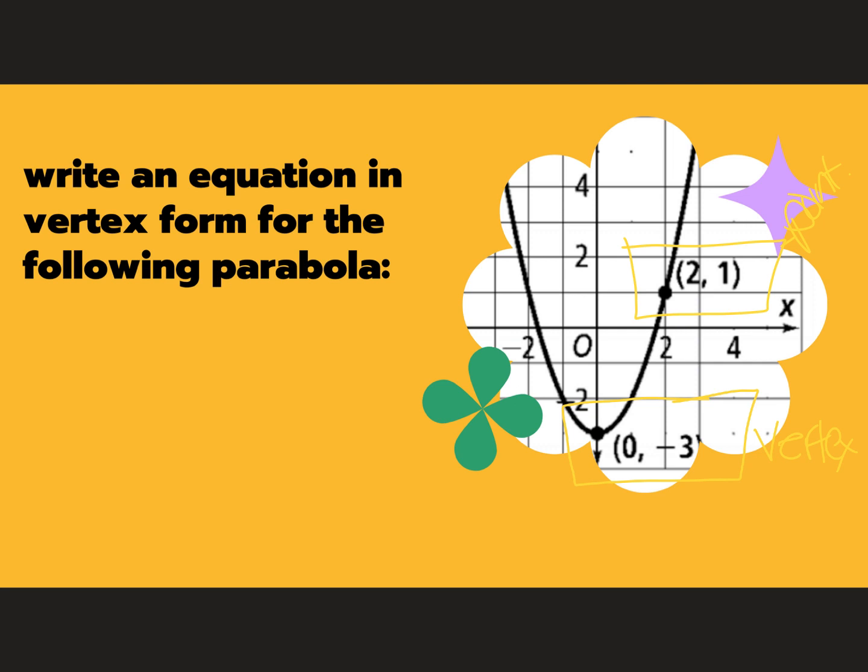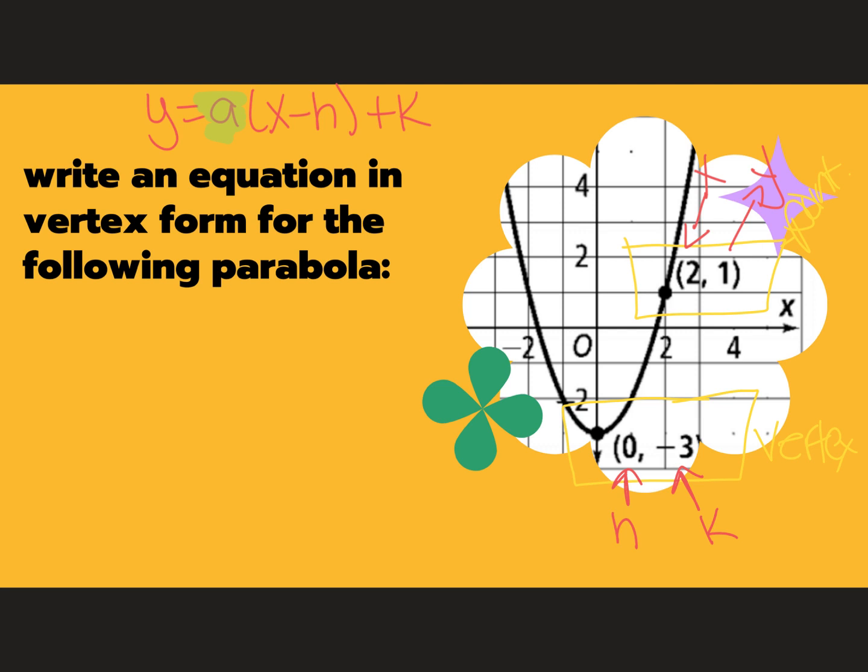So remember, my formula for vertex form is y equals a times (x minus h) squared plus k. This is my h value. This is my k value. And then my point, here is my x, here is my y, which means the only variable that I am missing that I need to solve for is my a.